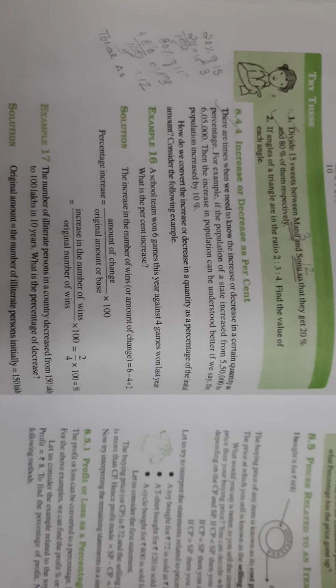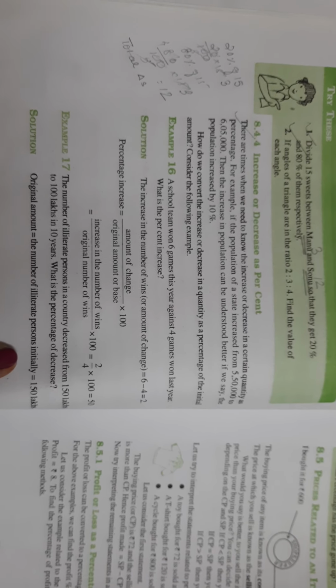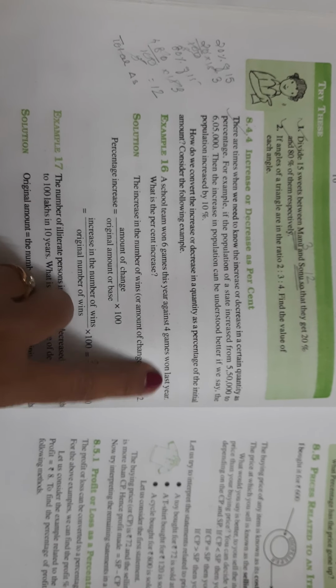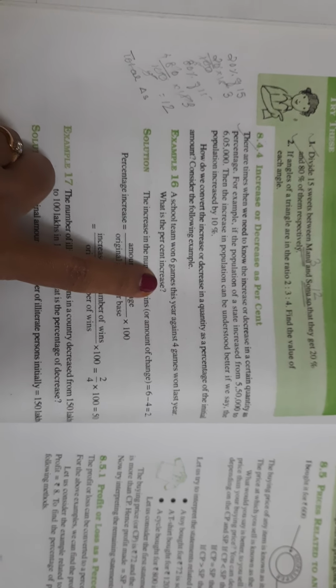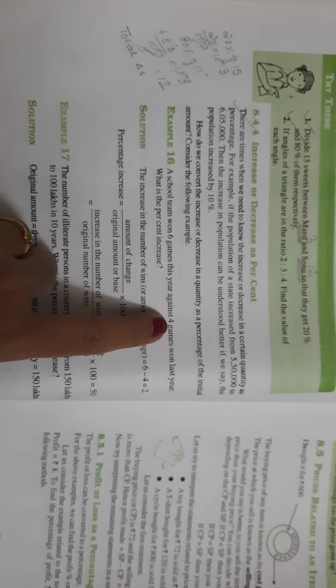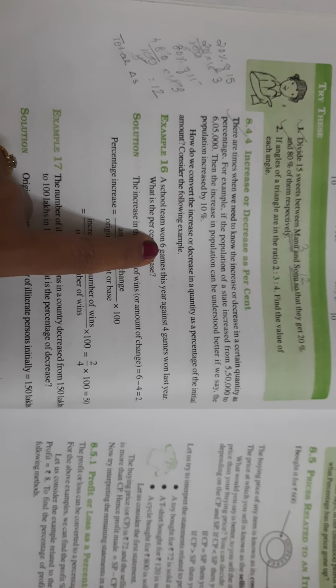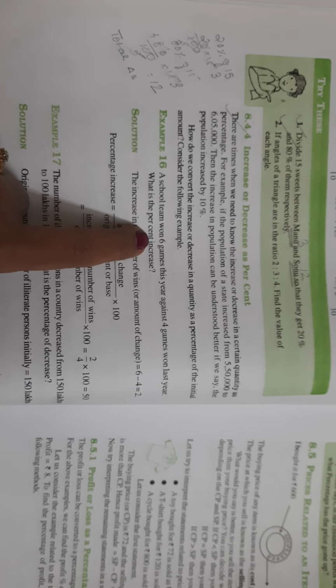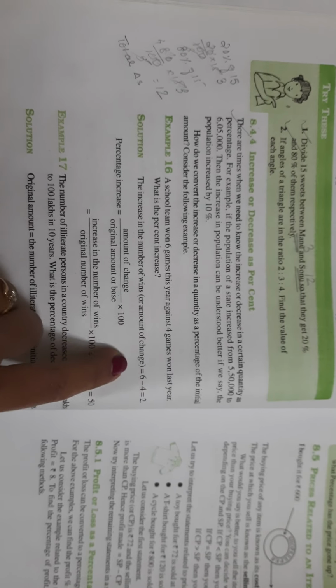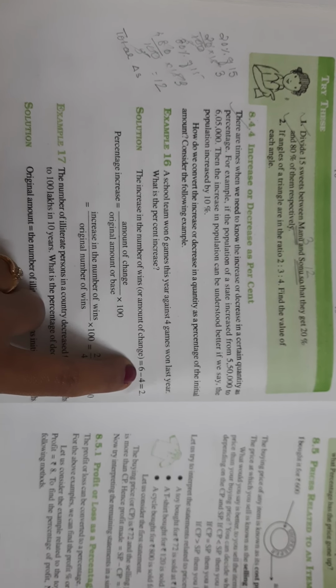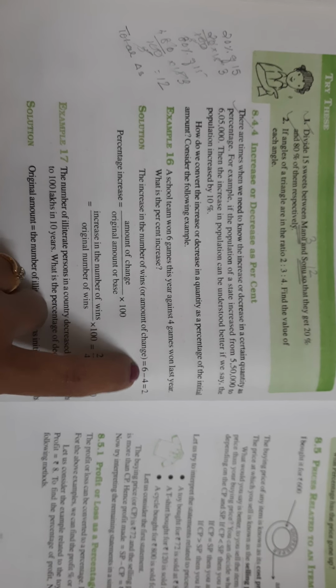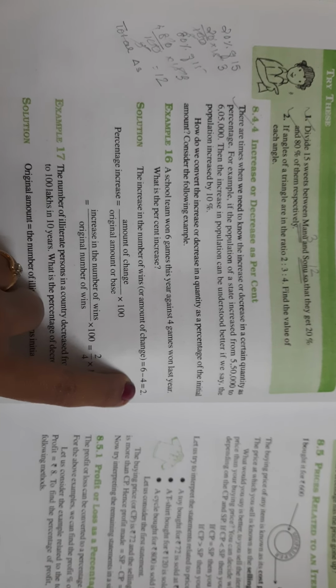For example, you can see example number 16 on page 166. A school team won 6 games this year against 4 games won last year. What is the percent increase? So last year, the school team won 4 games. This year, it has won 6 games. So there is an increase in the number of games the school team has won. So we need to find out the percentage of increase. First, we will calculate the change in the number of games won by the school team. That is 6 minus 4, 2.